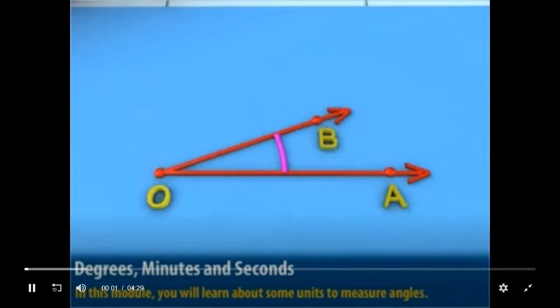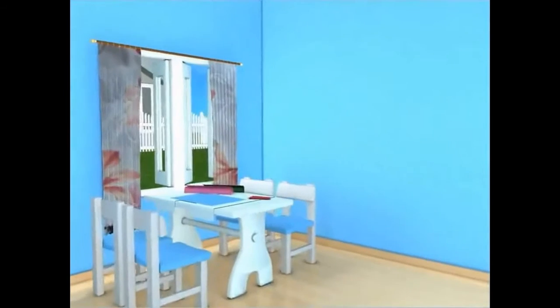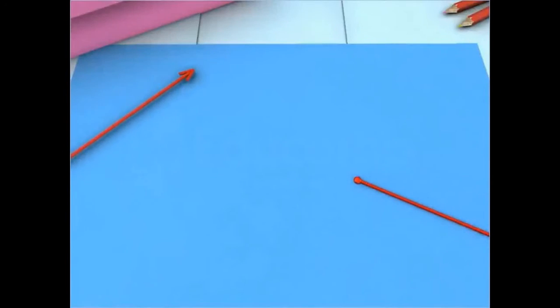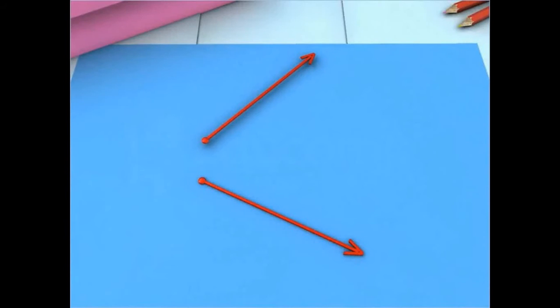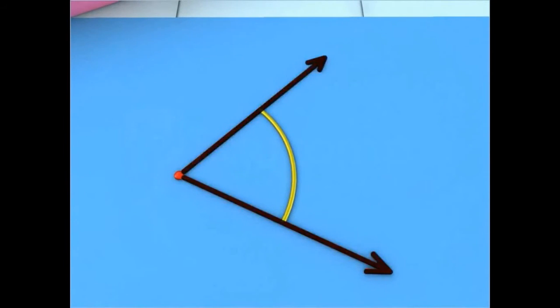Degrees, minutes and seconds. In this module, you will learn about some units to measure angles. You may already know that an angle is formed between two rays that share a common initial point. The common initial point is called the vertex of the angle. The size or measure of the angle is the amount of rotation between the two rays.